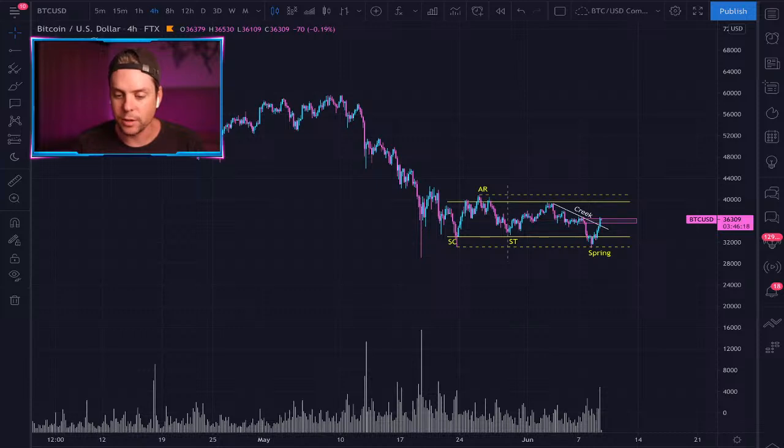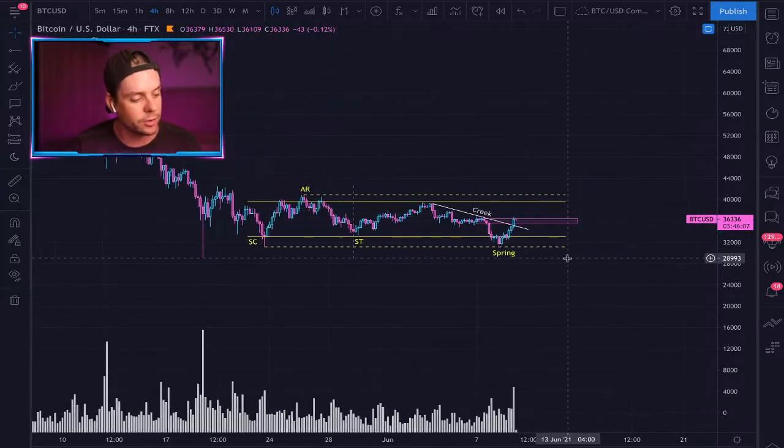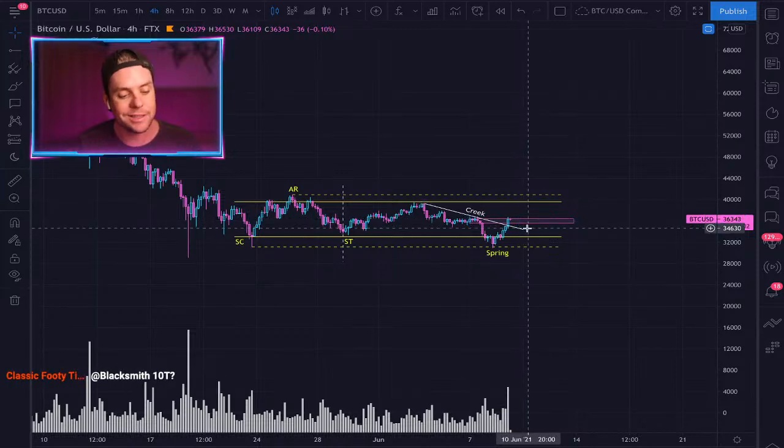If it's a spring, we're not supposed to come down for a test and support again. Yes, we can come down and get a test of the support. Usually that test will come in the form of a creek test. So we may just test the creek line. We broke through here, and we may just come down and test somewhere around here.